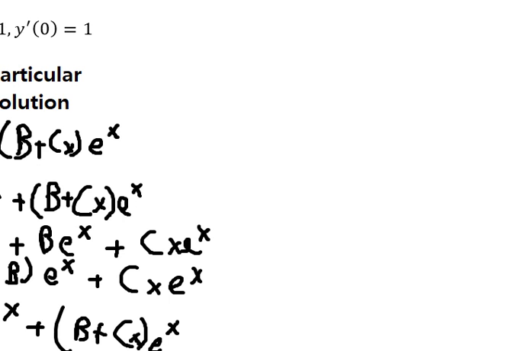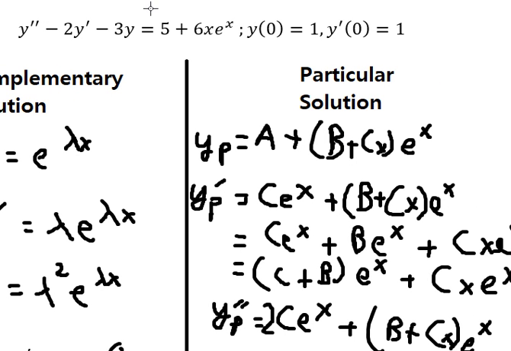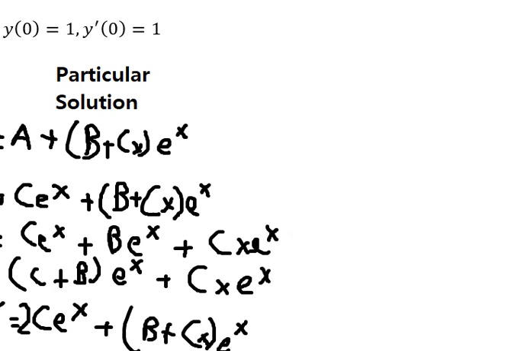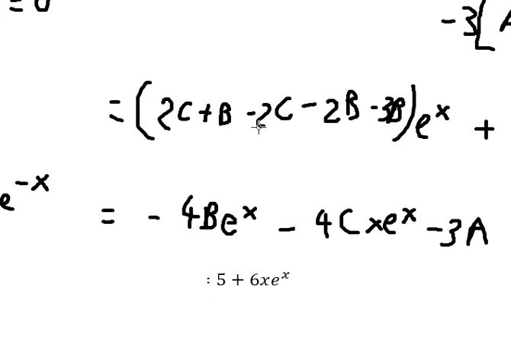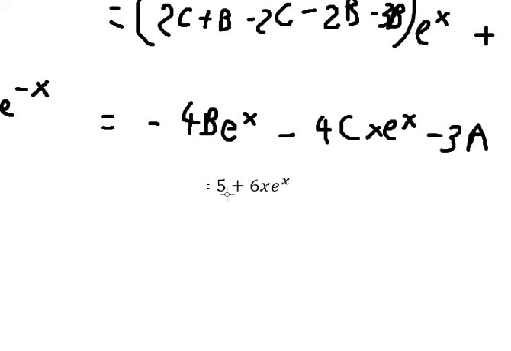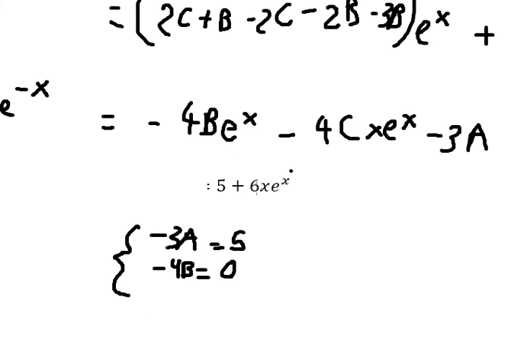Now we need to compare coefficients in here. So for this one we have 5, so we have negative 3/8 equals 5. We don't have e to the power of s, so negative 4b equals 0. And the last one, negative 4c equals 6. And now we can find the solution of a, b, c.